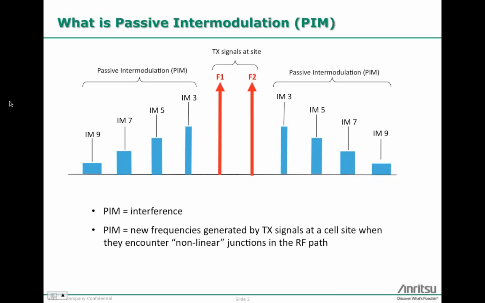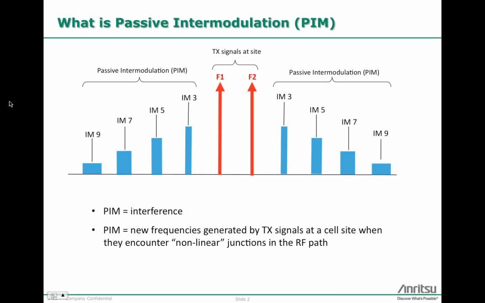So starting at the beginning, what is passive intermodulation, or PIM? Well, PIM is interference. It is noise that's being generated by the transmit signals to the cell site when they encounter nonlinear junctions in the RF path.